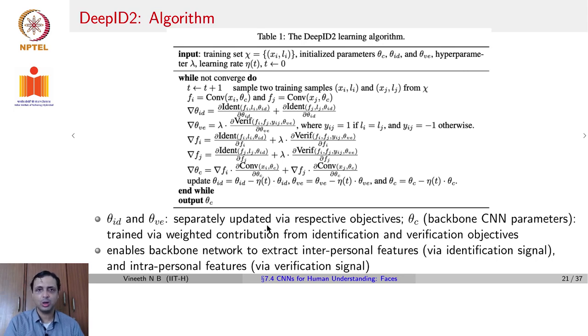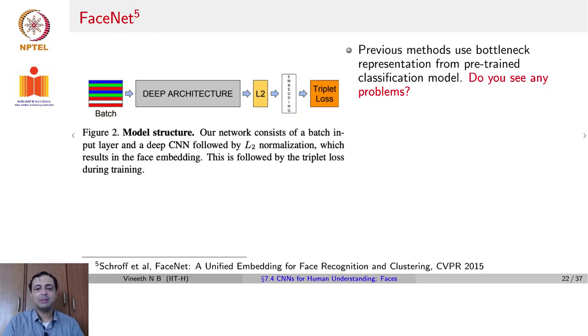This enables the backbone network to learn both good interpersonal features and intrapersonal features. Subsequently came FaceNet, which was developed in CVPR of 2015, which premised that existing architectures for face recognition, including DeepFace and DeepID2, typically learnt an entire neural network and then used one of the penultimate layers, which is called a bottleneck layer, and those embeddings for any final decision making in matching.